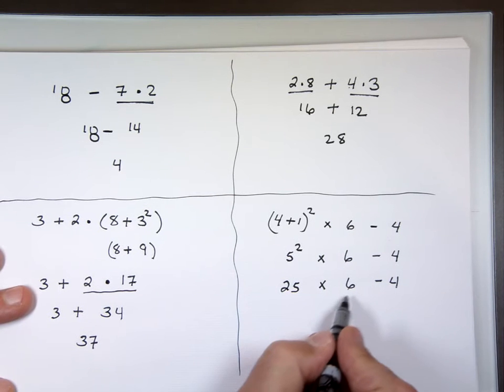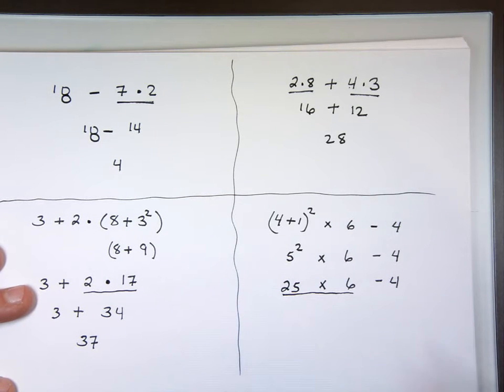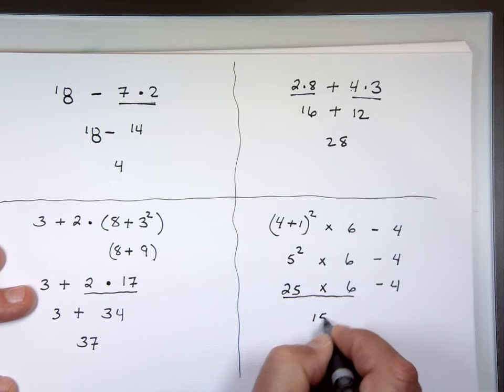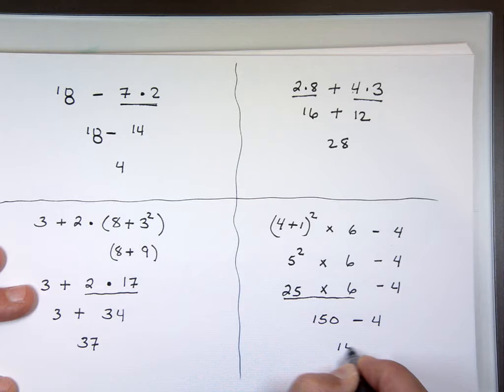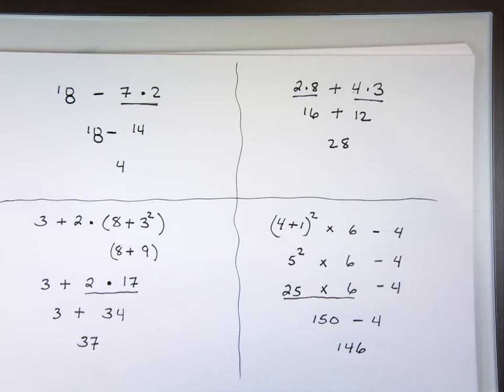You have to do the multiplication first. 25 times 6, 150. Take away the 4. 146. So step by step, we follow the order of operations. Parentheses first, exponents second, multiplication or division left to right, addition or subtraction left to right. And if you have more than one set of parentheses, then you work from the inside out.